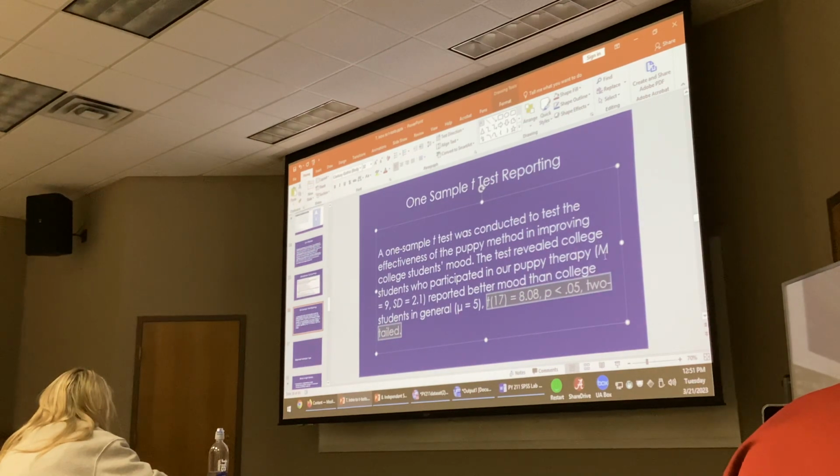But do you see how I have the mean and standard deviation in parentheses? M is italicized, SD is italicized, p is italicized. That's all part of APA style. This is reporting a statistically significant difference in the groups. So if you're not, you would say they reported similar amounts of fear of statistics, p greater than 0.05.